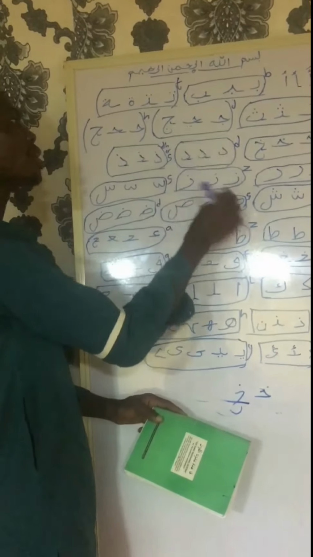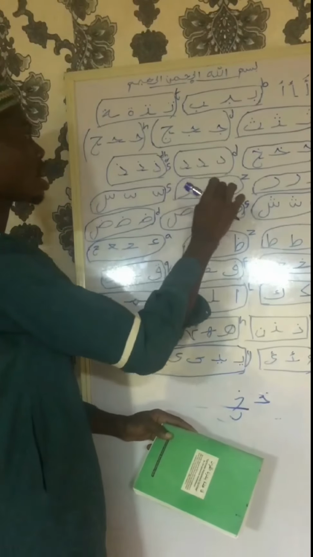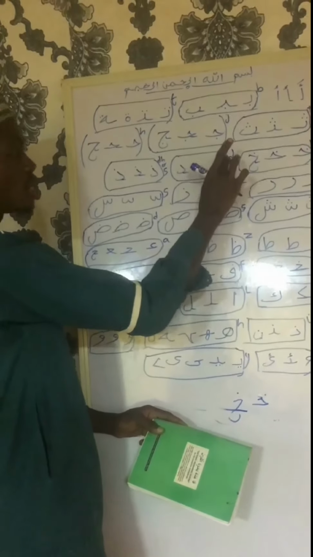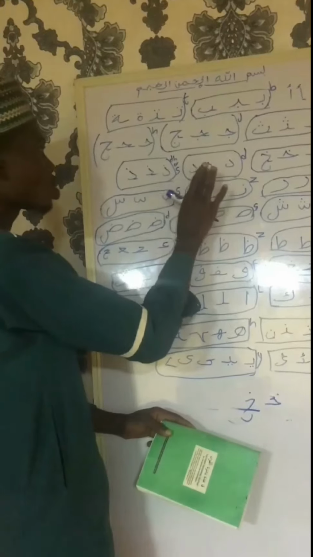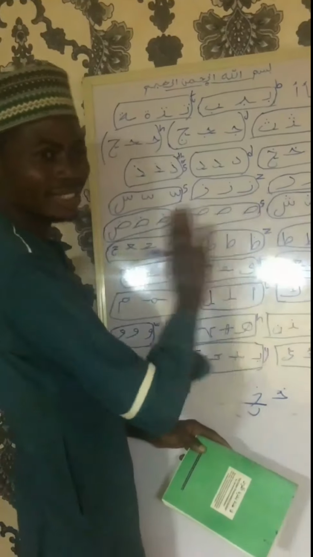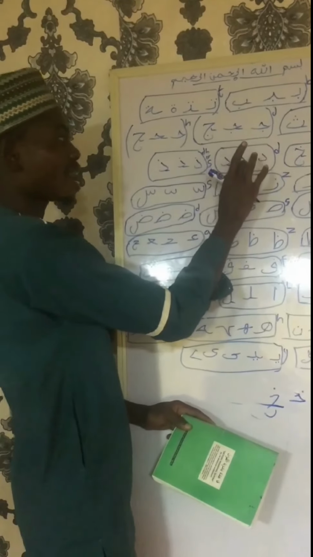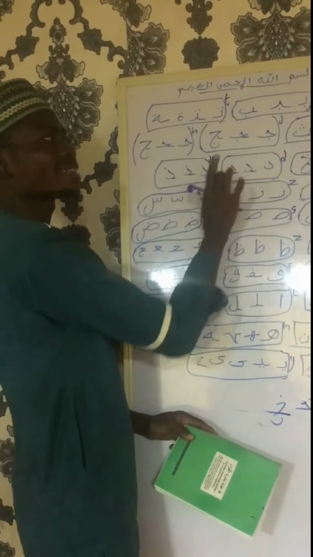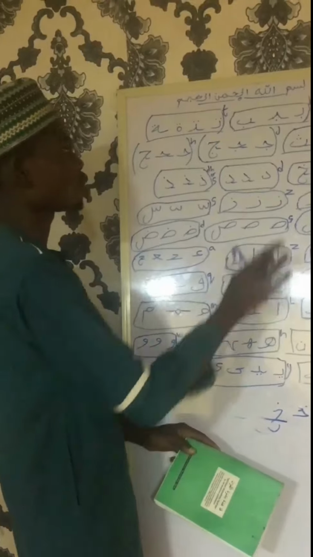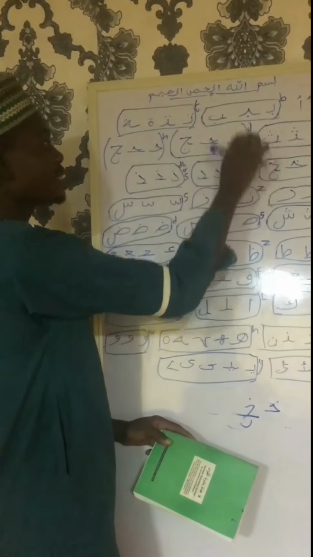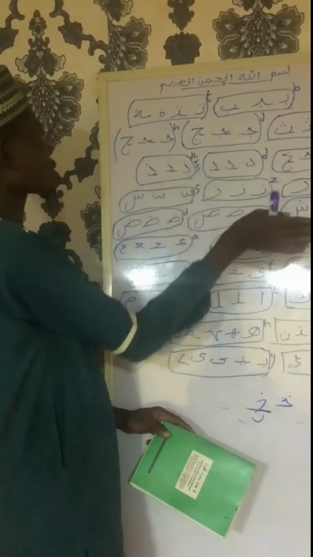This is Dal. It works as letter D in English. So in the beginning, in the middle, in the end, there are no changes in it at all. The way it is in the beginning is the way it is at the middle, and the way it's used at the end. It basically works as letter D in the English alphabet. So let's go to letter Zal.